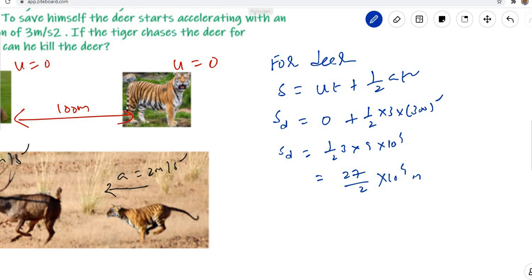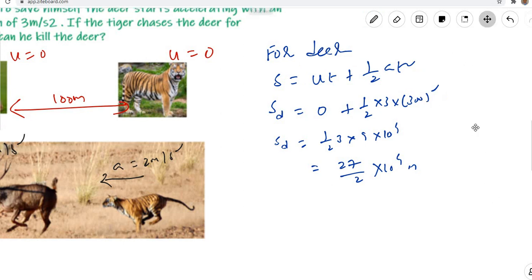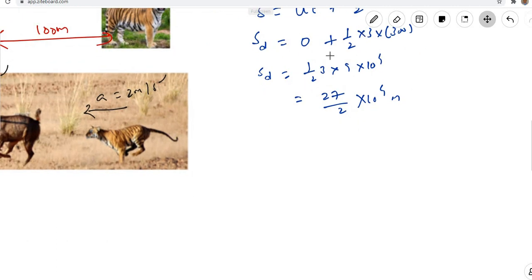Now in that time, what is the distance traveled by the tiger? That also let us calculate, the same way for the tiger. Let us apply the same formula.